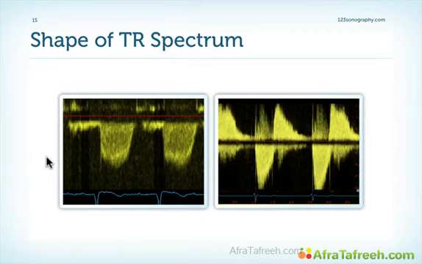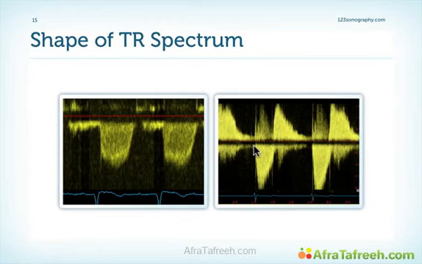And what does the TR signal tell us? Well, we can obviously quantify the severity of pulmonary hypertension by measuring the peak velocity of the signal. But the shape too gives us information. Here's an example of a patient who has a normal peak of the maximum velocity, and here's a patient who has an early peak of the signal.